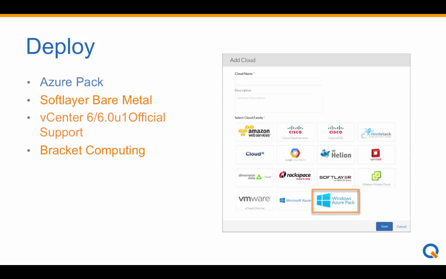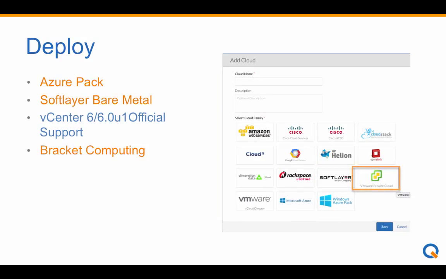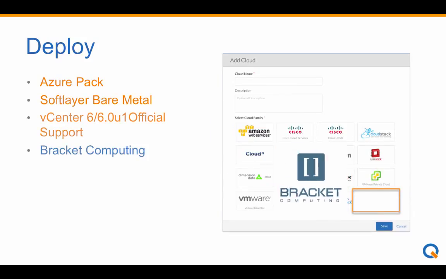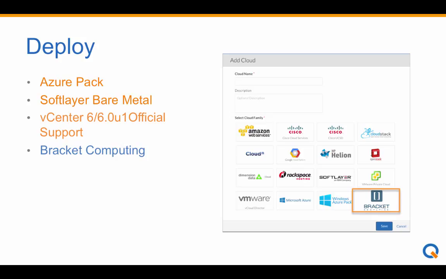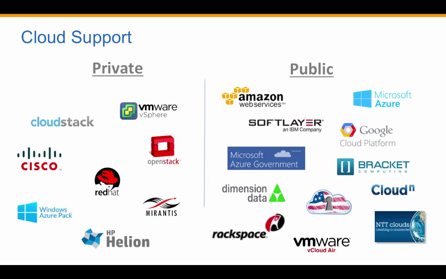Adding to the list of supported clouds, CloudCenter now supports Azure Pack, SoftLayer Bare Metal, vCenter 6 and the U1 update, along with Bracket Computing. Also, it's not listed here, but Azure Government is also a newly supported region, bringing our total to 9 Azure regions supported. If you're interested in using one of the new clouds and have already modeled your applications, you're in luck. You'll be able to deploy those applications to these new clouds or any of the other clouds we support without having to make any alterations to the application profile.